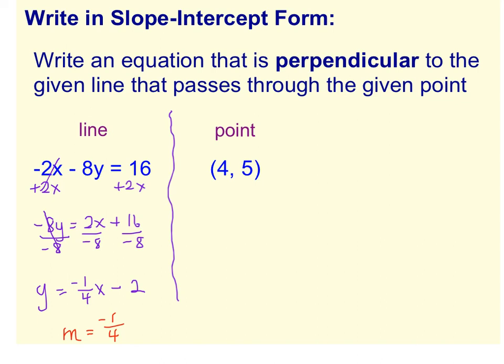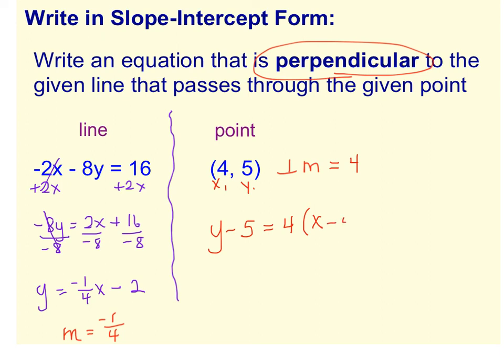Now, we don't want to use the same slope because we don't want to be parallel. This time we want to be perpendicular. So for a perpendicular slope to this slope of -1/4, we have to do two things: flip it and change the sign. So if you flip that and change the sign, you're going to end up with a +4. So now we'll write our own equation with the point (4, 5), that's your x1 and y1, and a slope of 4. So it's going to look like y minus 5 equals 4 times x minus 4, that's our point-slope form.